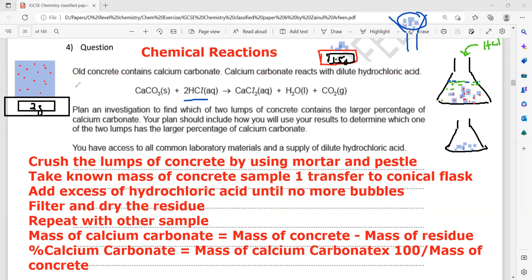So how much calcium carbonate was there in the sample? At the start, it was 2. And then after reaction, 1.5 grams of concrete is left. So what mass of calcium carbonate is there? We just subtract. That's what I mentioned here. Mass of calcium carbonate is mass of concrete minus mass of residue. This was the residue. And this was the mass of concrete, which includes calcium carbonate as well. And to get the percentage, mass of calcium carbonate times 100 divided by mass of concrete.